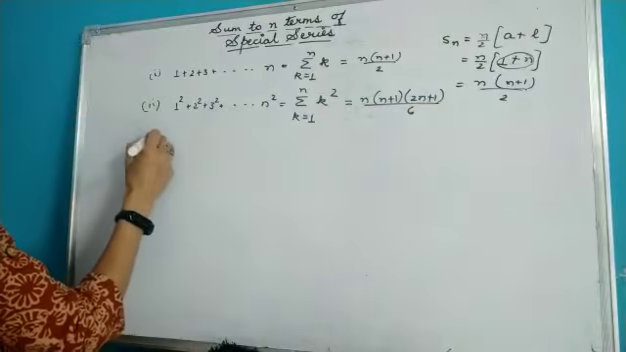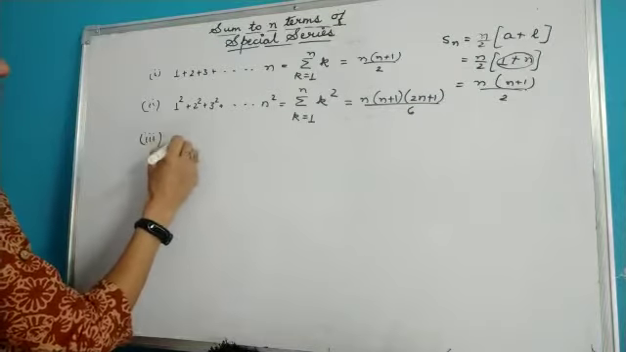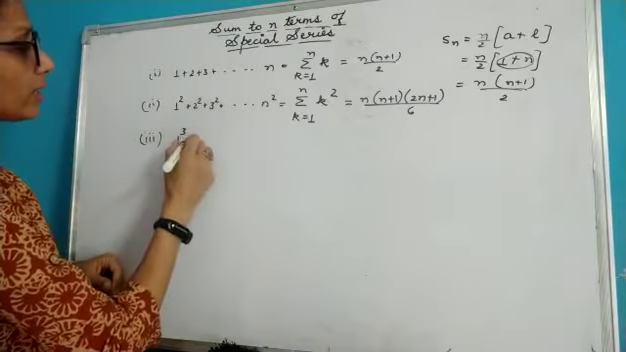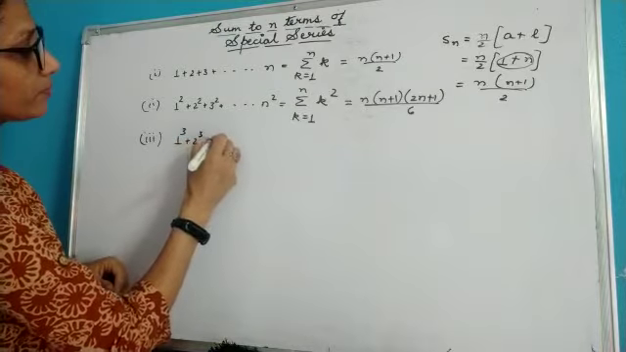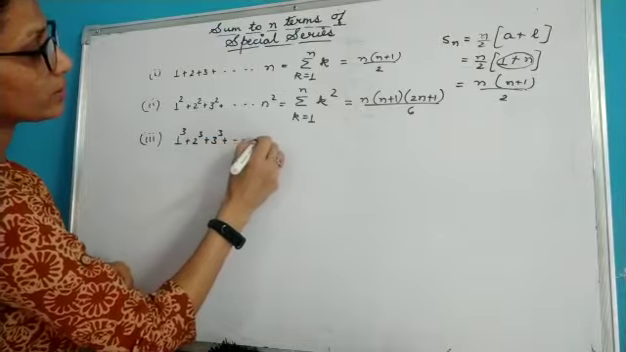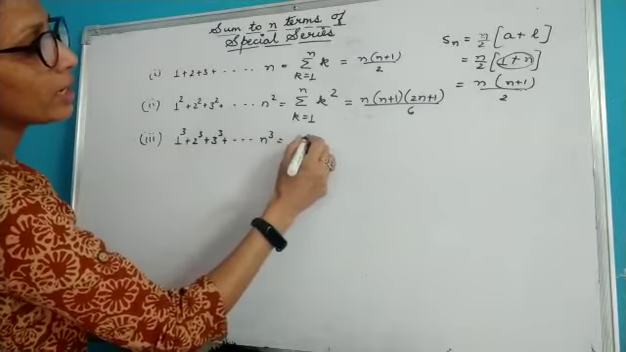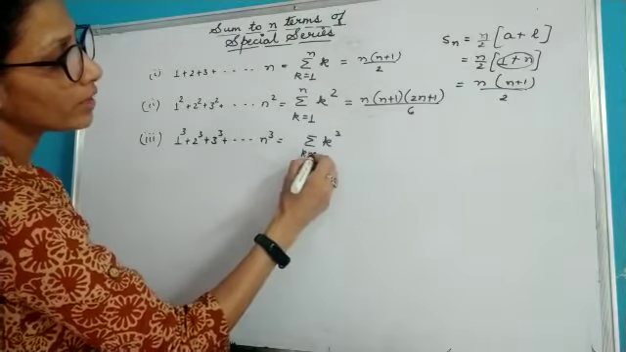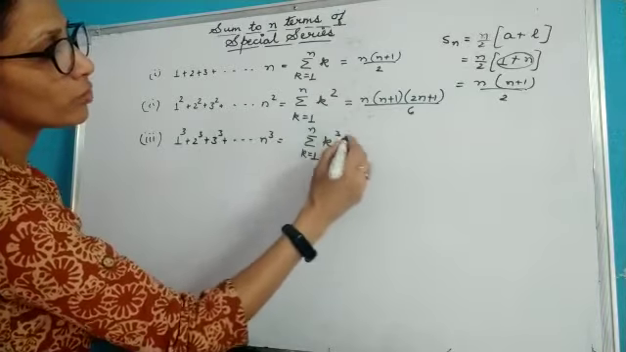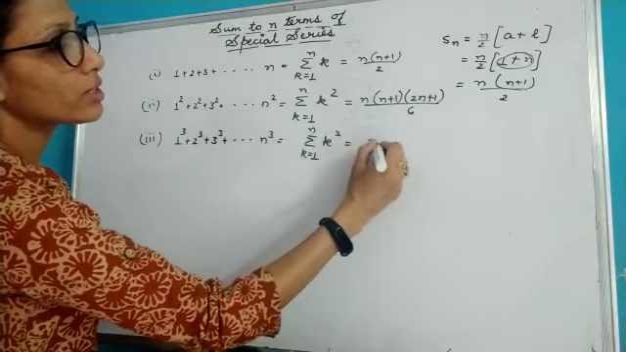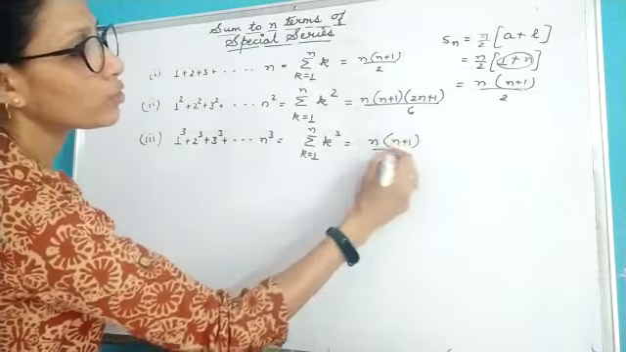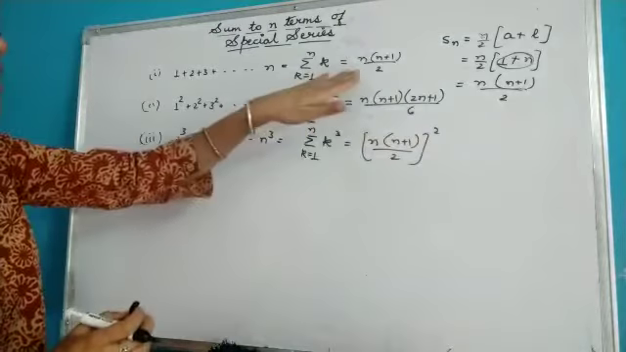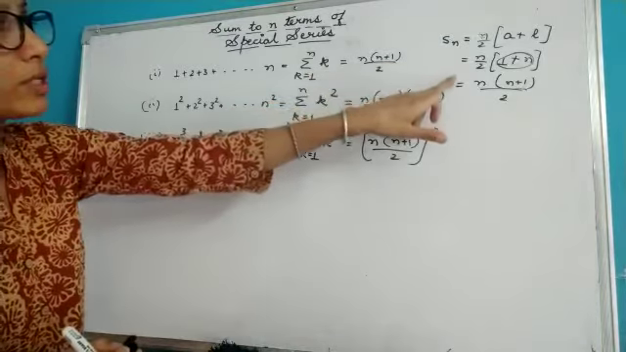And thirdly we have the sum of cubes of n natural numbers. This can be written as summation of k cube, where k can take the values from 1 to n, and the formula for this is n into n plus 1 by 2, whole square. Now children, I have shown you how we have got the formula for the sum of n natural numbers.